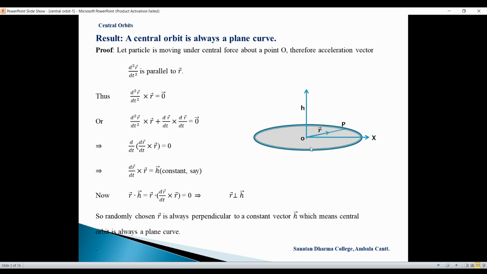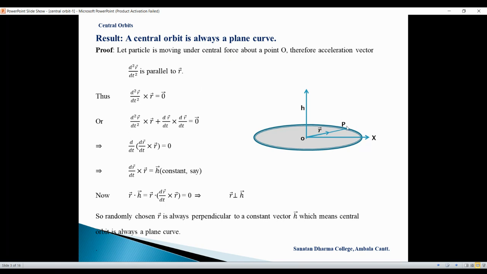Let this be a central orbit. We have to prove the central orbit is in a plane. Now what we will prove for this? Let us draw 4 or 5 lines, or you can say radius vectors, in this plane. Now to prove that those radius vectors are in this plane, we must have a line or constant vector perpendicular to all those vectors. Say this is h. So we'll prove this h is perpendicular to a randomly chosen radius vector r.